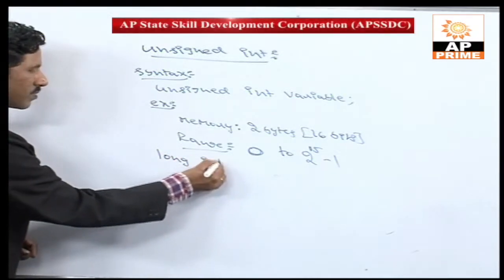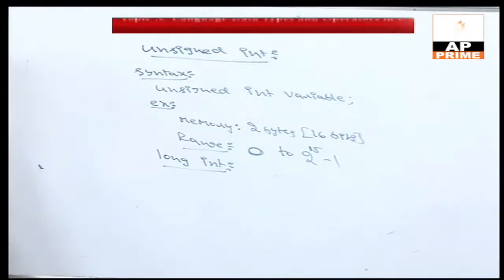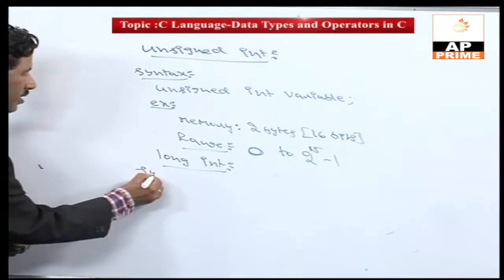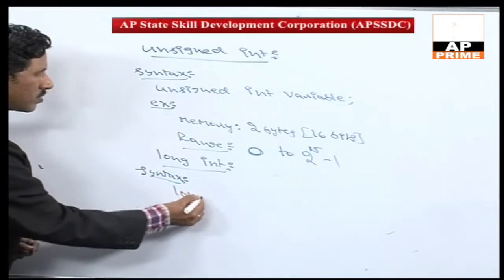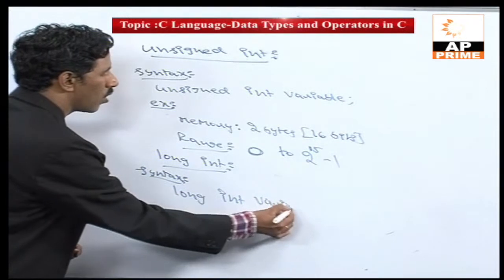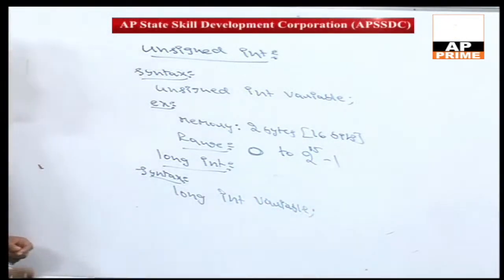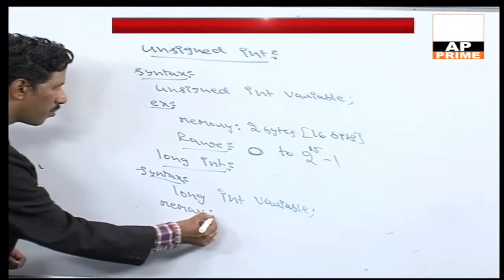Long int. Under integers only one more data type you have. Long integer is there. You see that, what is meant by long integer here? How to use the long integer? What is the syntax? If I use int, variable. Long int, if I use variable. Variable is our defined. Whenever I mention the long integer, what is the memory occupation?